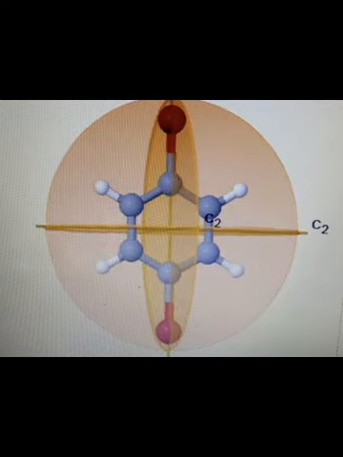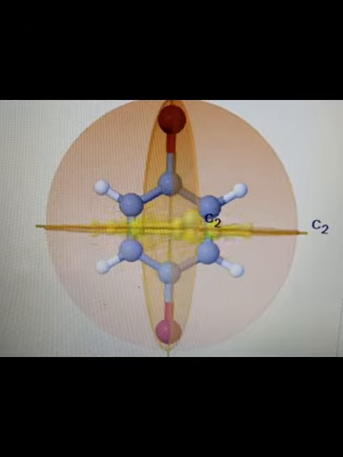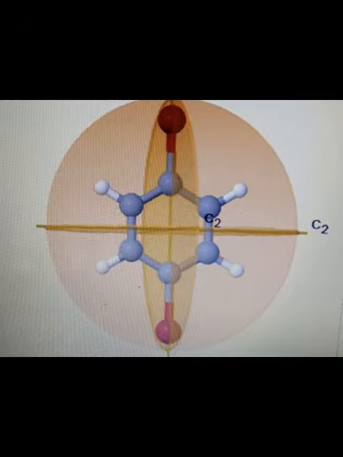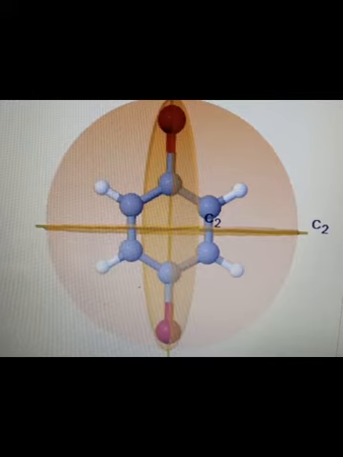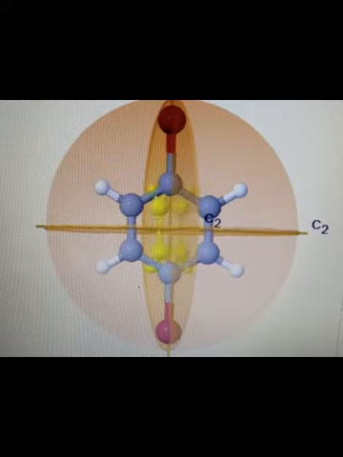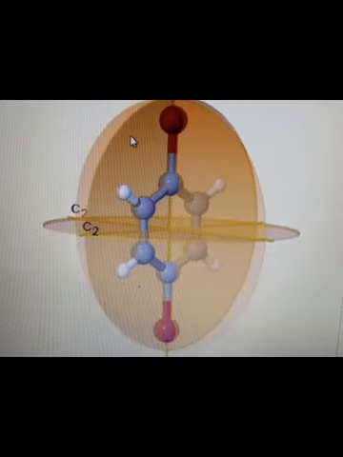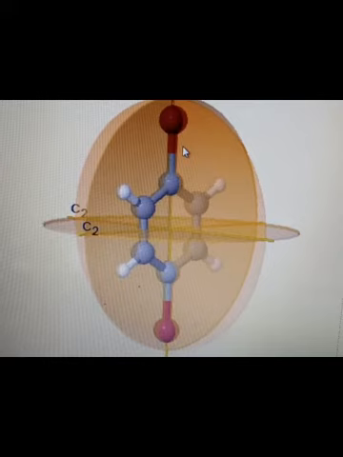First, it is the principal rotational axis of symmetry. This is how it takes place. The other two C2s, which are perpendicular, their rotation takes place like this, and these are the planes of reflection. So this is what we have regarding the D2H point group, that is 1,4 dibromobenzene.